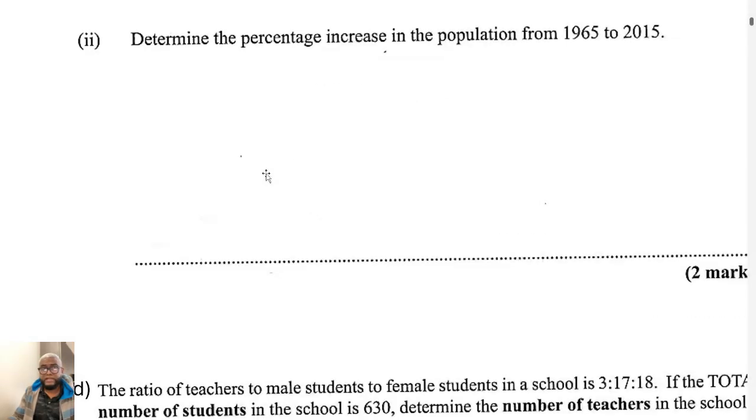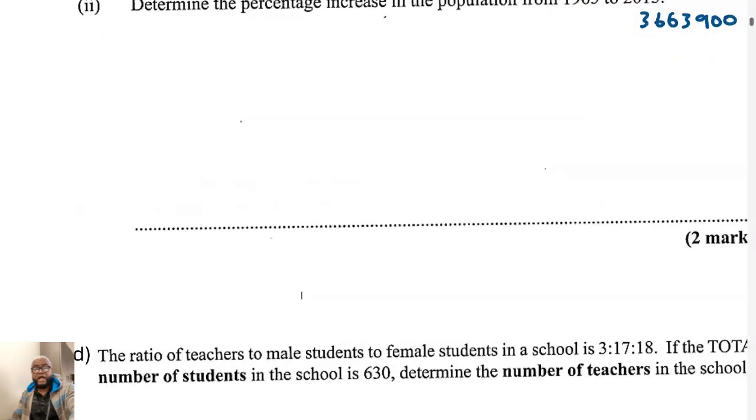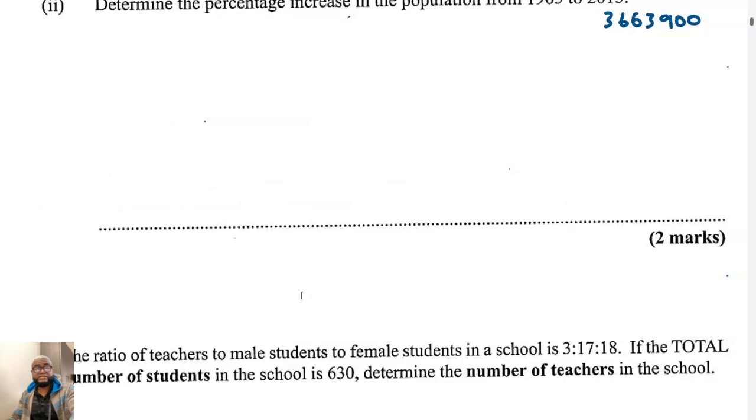So they said determine the percentage increase in the population from 1965 to 2015. What was the population in 1965 again? It was 2,714,000. And what was 2015? 3,663,900. All right, good. So go ahead. And those who finish that could start D.